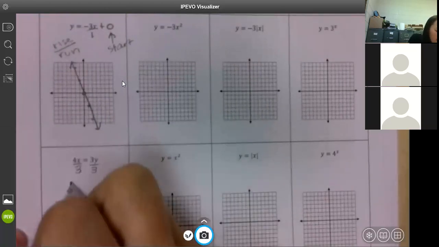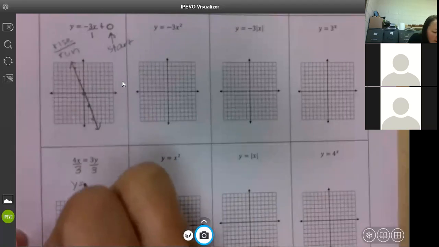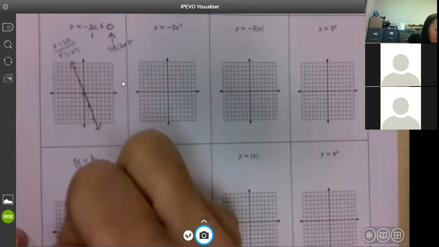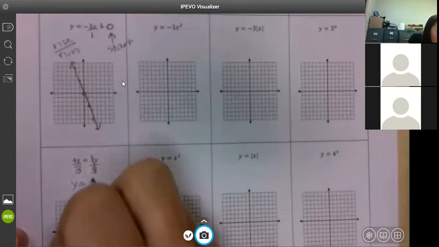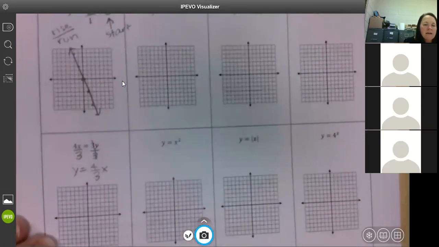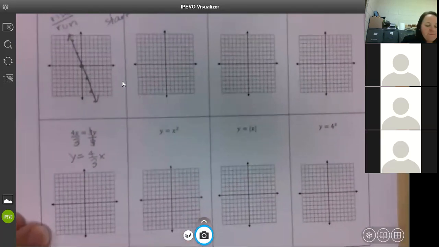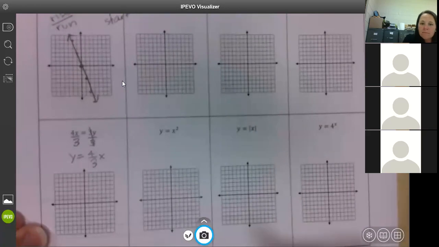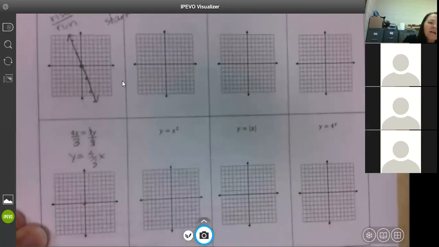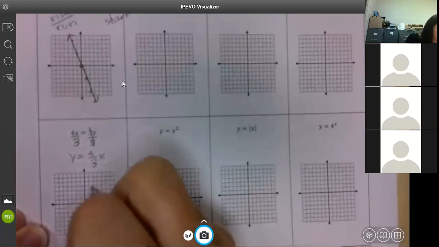And then our new equation, and I like my y to go first. It doesn't matter, I'm not picky about that. Okay, so we have y equals 4/3 x. Now it looks like the other ones. Okay, y equals 4/3 x. So where do we start? At the origin? Yes. And then how do we move? Up 4, right 3. Perfect.